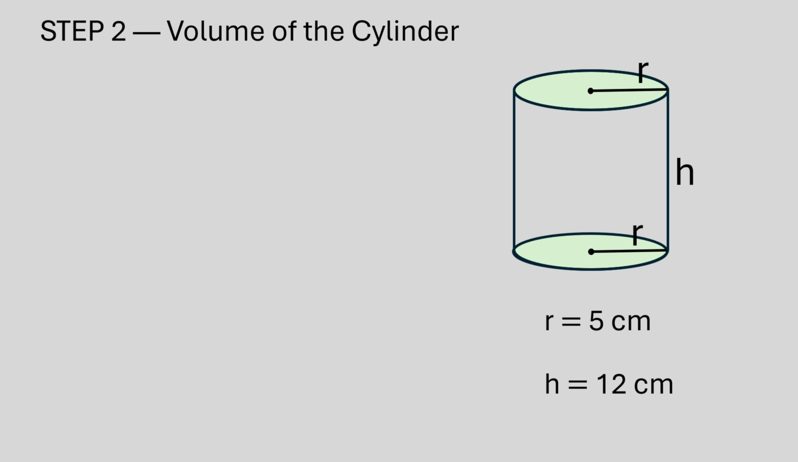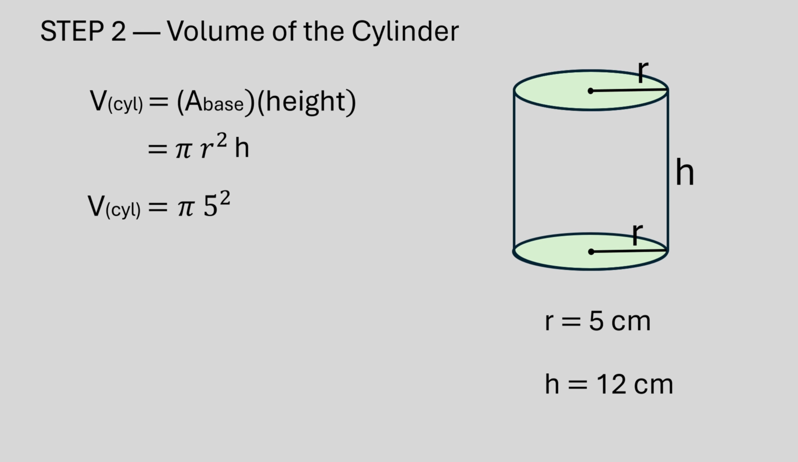Step 2. Volume of the cylinder. The volume of a cylinder is equal to the area of the base multiplied by the height. The area of the base is pi times radius squared and the height is h. Here the radius r is 5 centimeters and the height h is 12 centimeters. When we simplify this, we get 300 pi cubic centimeters.